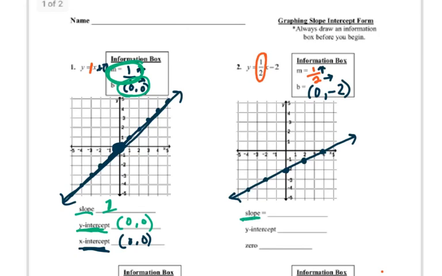What was the slope of this line? Oh, it was right here in front of the x. It was right here, my m. My slope is 1/2.